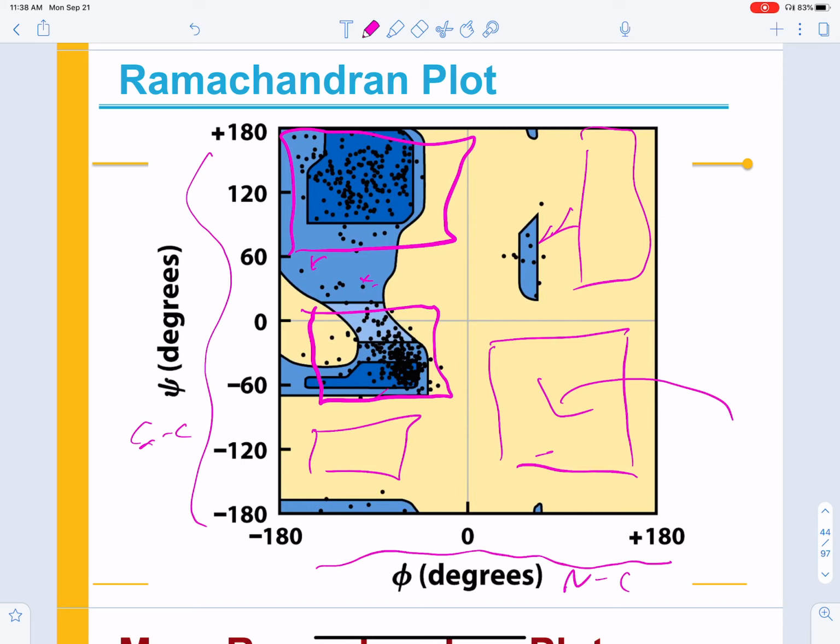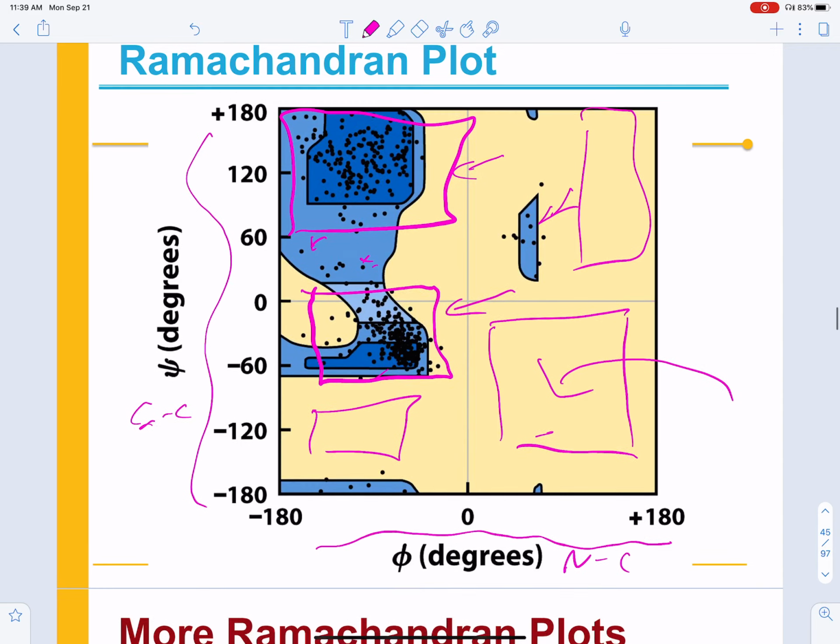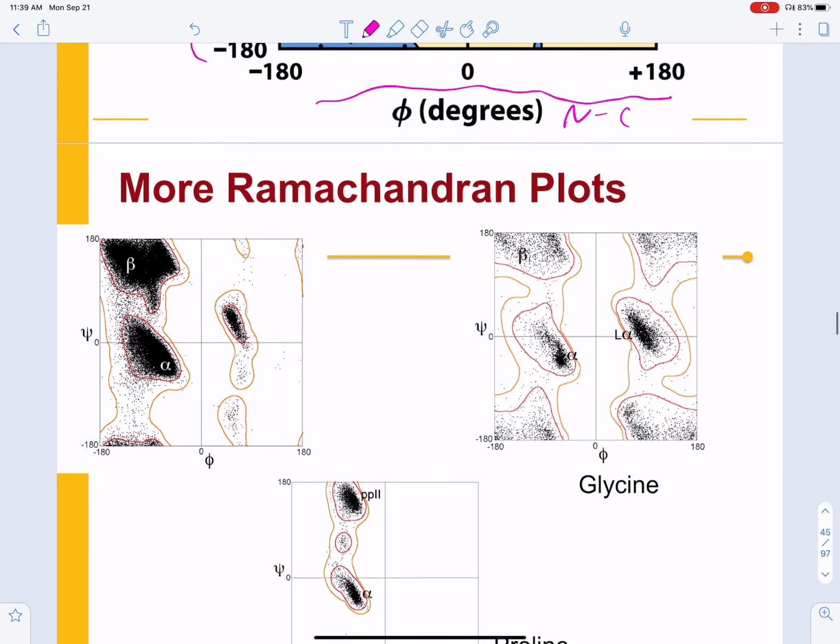So what this tells us is that there are some configurations or angles of phi and psi that tend to be favored in a polypeptide, right? And so the question is, what secondary structures does this correspond with, and why is it that those tend to be favored in polypeptides? Here's another look at this.